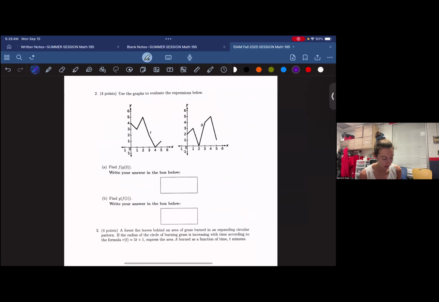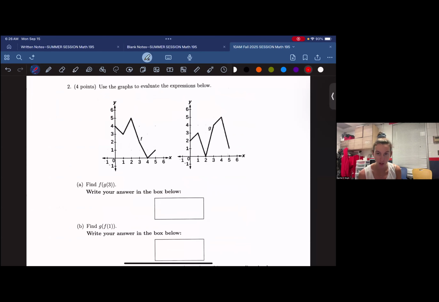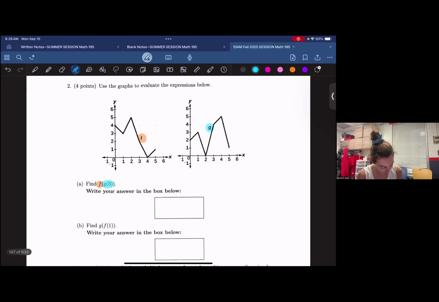So question 2 is a lot more straightforward. We are given two graphs, and we just want to analyze these graphs based off of what they're asking. So finding computations. We have our F, and then we have our G. So let's analyze the input. And then once we find that numerical value, we plug it into that outside function.